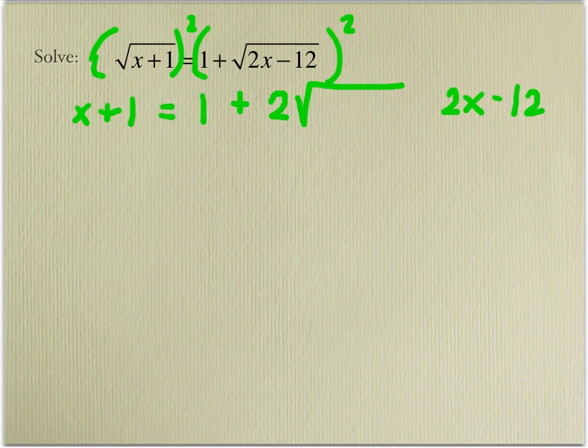2 times the square root of 2x minus 12. Not very pleasant, because I end up having another square root here. But anyway, let's just simplify this a bit, see what we can do. I still have that x plus 1 here.